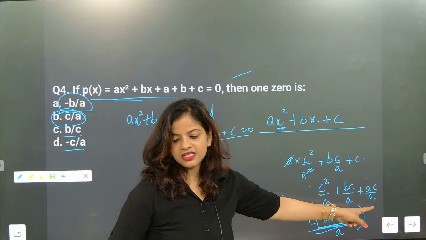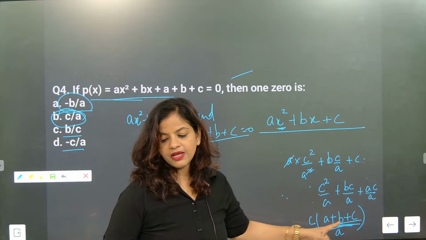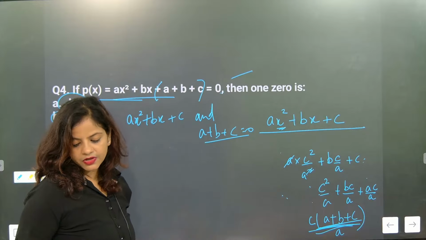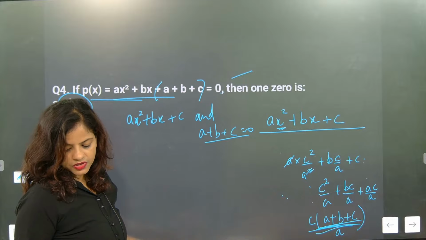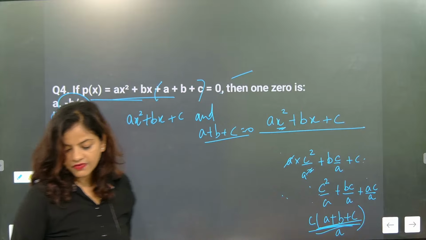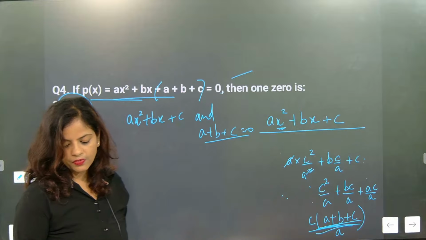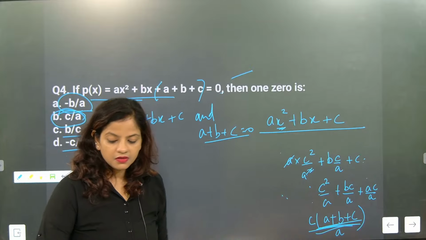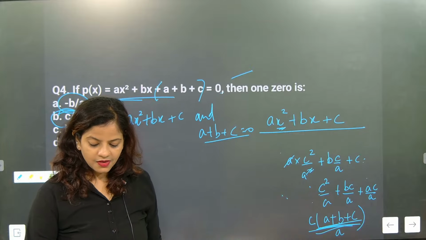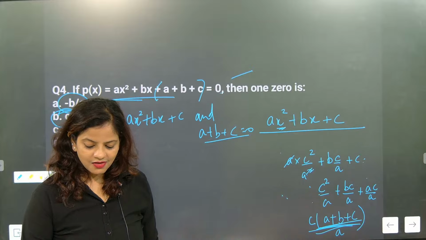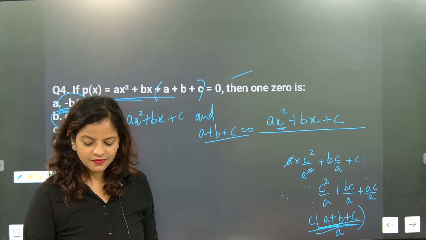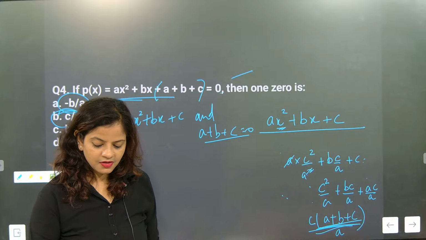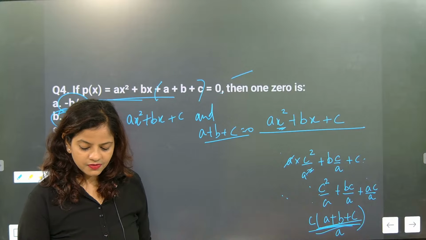Now it is coming ac by a. I took c common, a plus b plus c. And in the question what was given? a plus b plus c equal to 0. So the typing error was there. Sorry for that. So I rectified that and the answer is coming like this. I hope you might have understood this one.